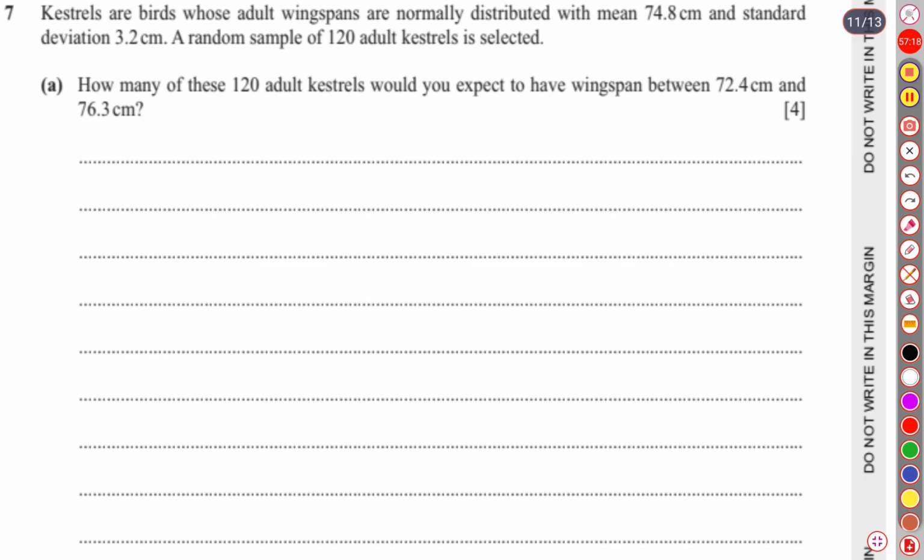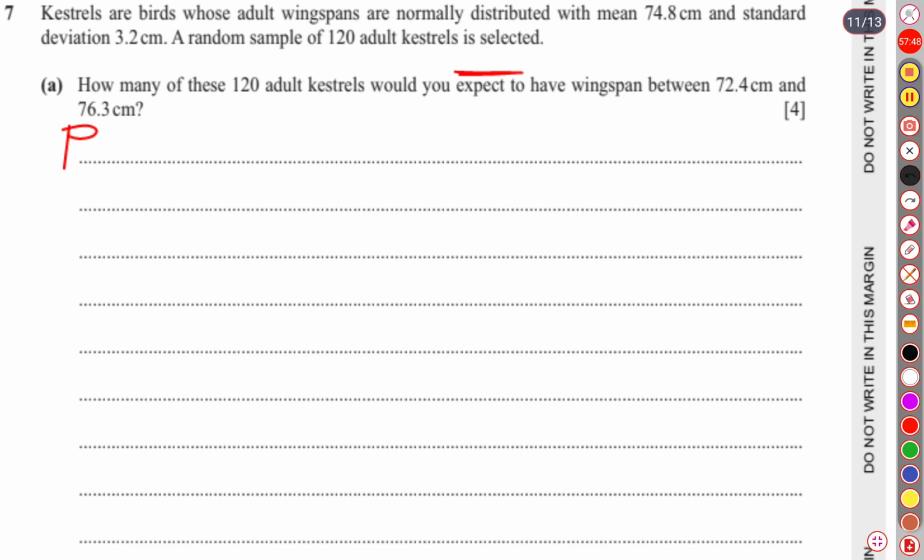So this is actually expectation. The expected value is the product of the probability as well as the total number of samples. Total there are 120 adult kestrels. So first of all, we'll have to find the probability. So let us find the probability of x between 72.4 and 76.3.